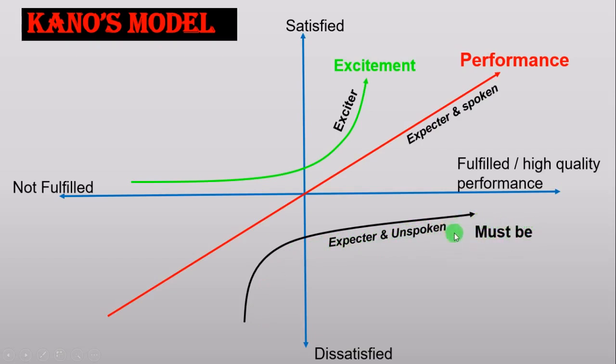The features or functions must be included in the products. The customer does not speak or say anything about them, and they do not give satisfaction to the customers, but they must be included in your products. And this third is called the unspoken category. When this fulfilled or high quality performance is given, the customers get satisfaction linearly. You can improve the product.